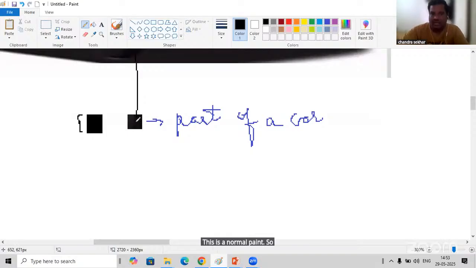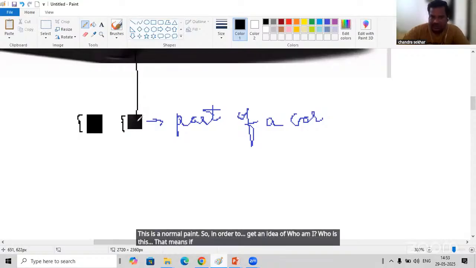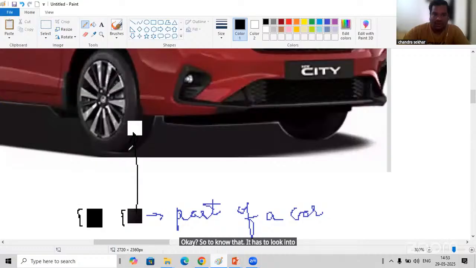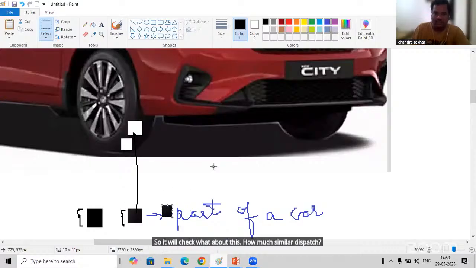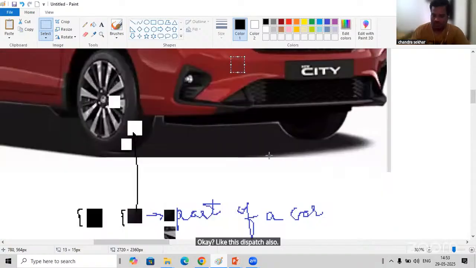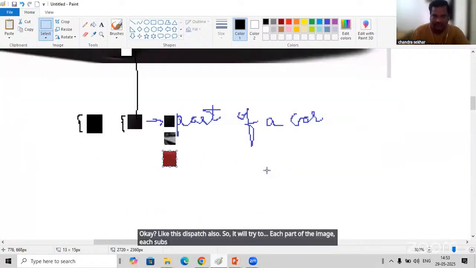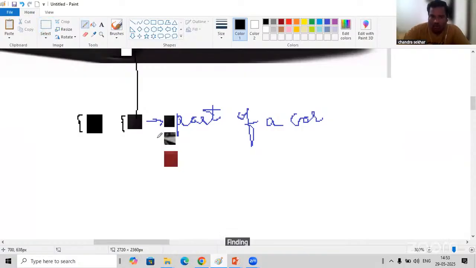So in order to get an idea of who this is, if this patch is thinking, who am I? To know that, it has to look into all other patches. It will check how similar this patch is to me, and this patch also, and this patch also. Each part of the image, each subset of the image, finding whom I am nearer to is called attention.